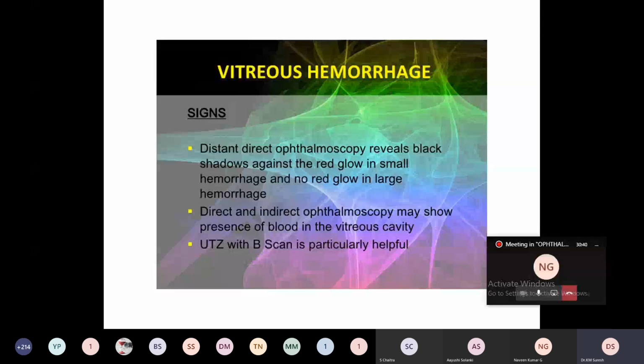So ultrasound with B scan is particularly helpful while diagnosing the vitreous hemorrhage to know whether only vitreous hemorrhage is there or there is associated tractional retinal detachment. Well, the retina is flat. For that purpose, you have to do what is known as B scan of the eye.